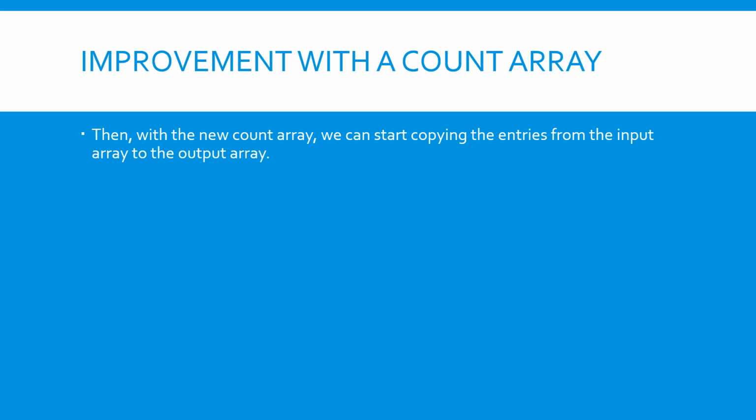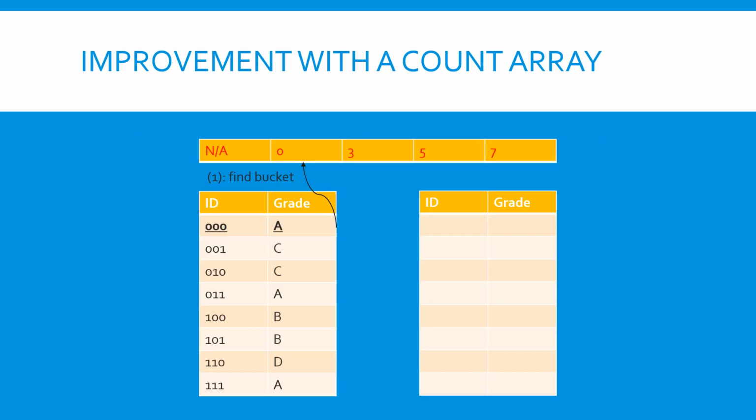Once we have the new counter array, we can then copy the elements in the input array to an output array. Again, we consider the above example with the new counter array. We have the input array A on the left and the output array O on the right.